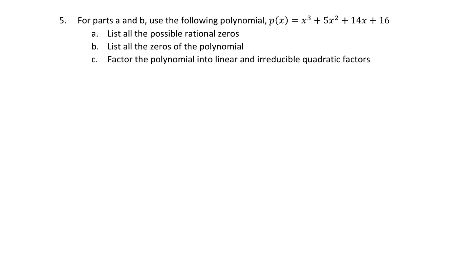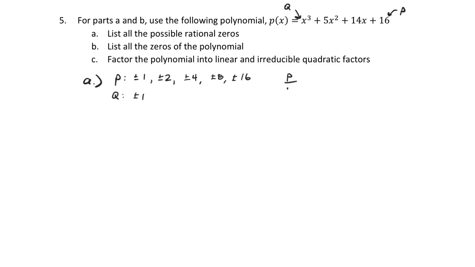Okay, question 5, part A, we're going to list the possible rational zeros using the rational zeros theorem. Remember, that's the p divided by q. So factors for the list of p come from that number, and factors for the list of q come from the leading coefficient 1. So p is plus or minus 1, 2, 4, 8, and 16. And then factors of q are just plus or minus 1.